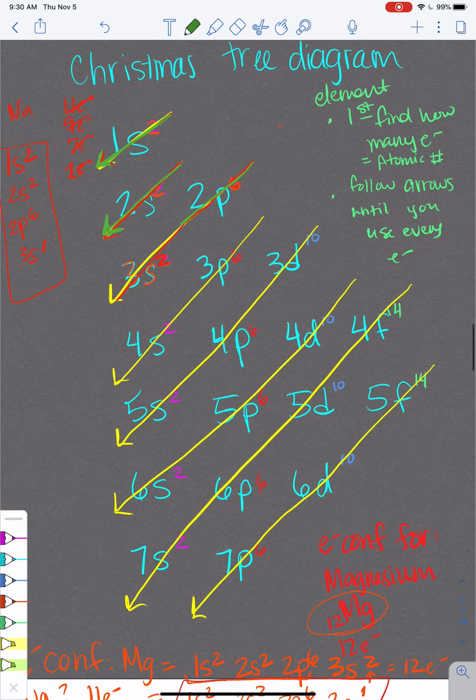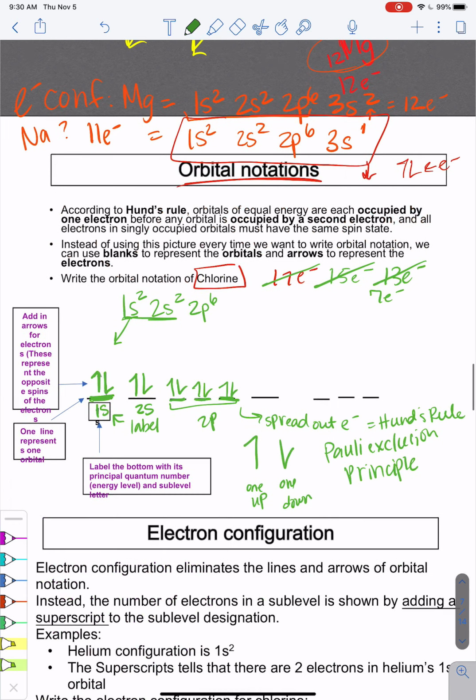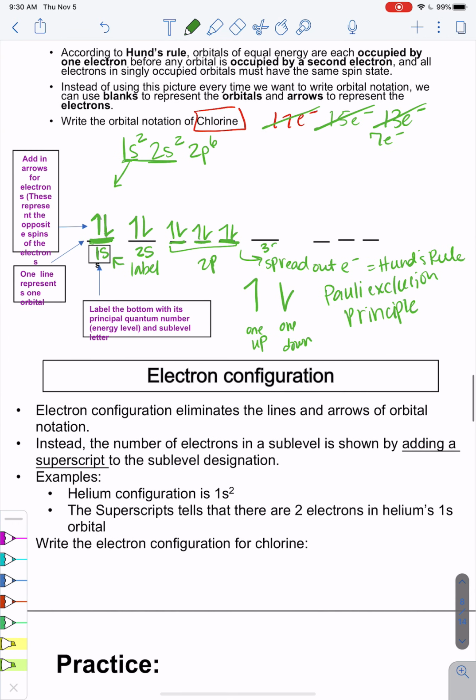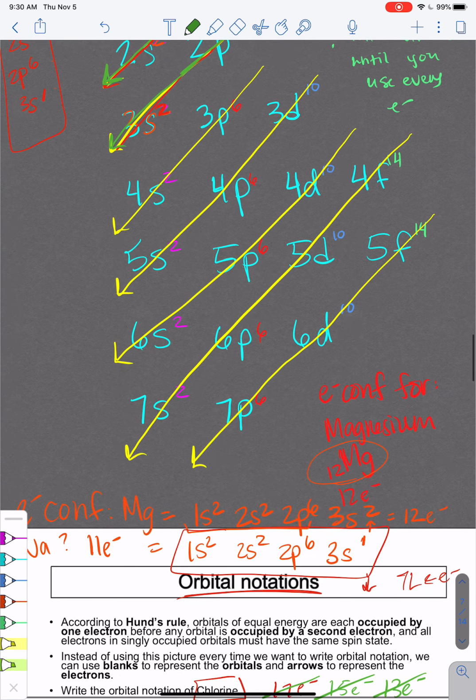So let's go back up here and keep going. So we went through the 2p. Now we're going to go through the 3s. Okay, and so 3s, we can put 2 there. So we put both of those. And now we have 5 electrons left. So we're going to keep going.